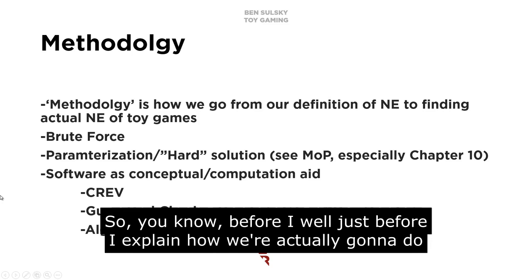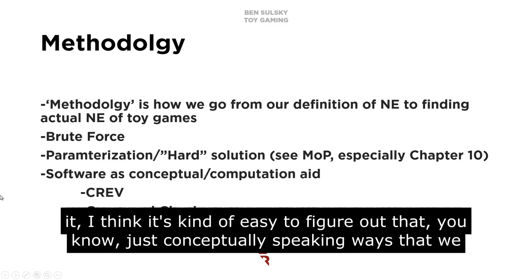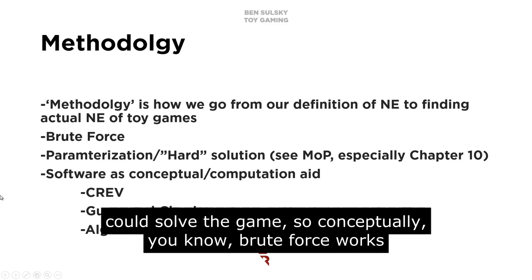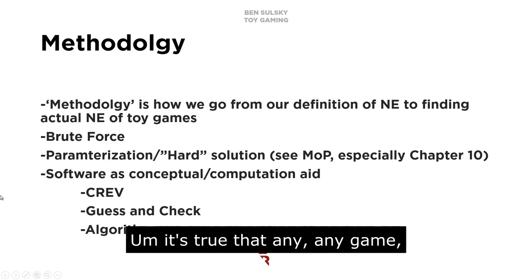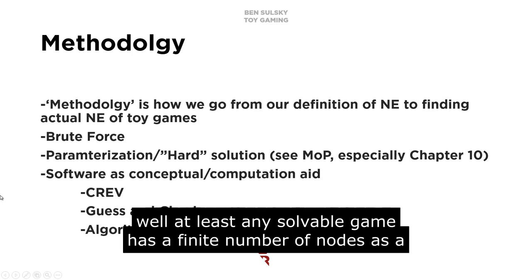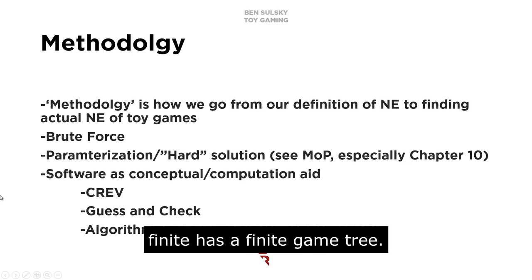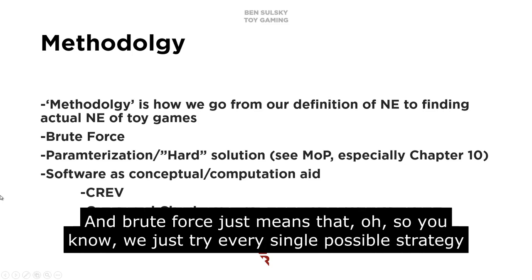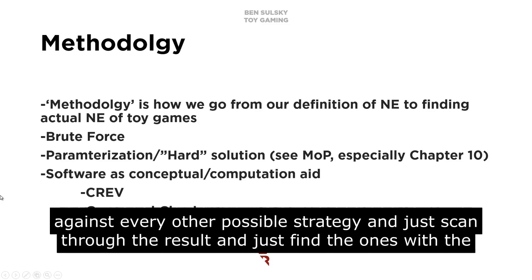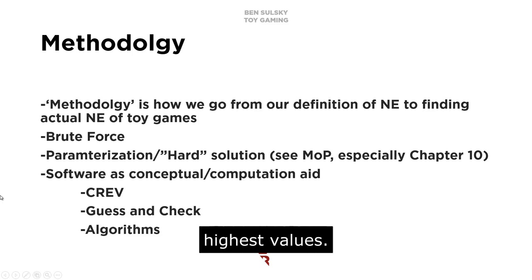Just before I explain how we're actually going to do it, I think it's easy to figure out, conceptually speaking, ways that we could solve the game. Conceptually, brute force works fine. For example, any game, well, at least any solvable game, has a finite number of nodes, a finite game tree. And brute force just means we try every single possible strategy against every other possible strategy, and then scan through the results and find the ones with the highest values.